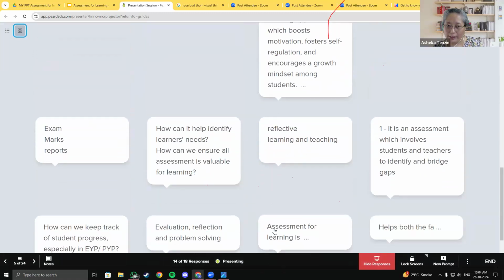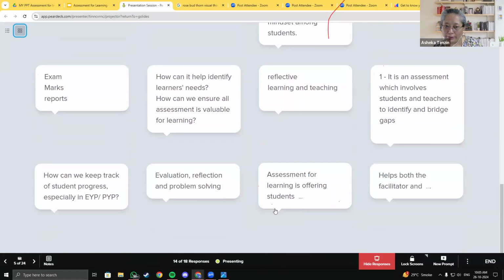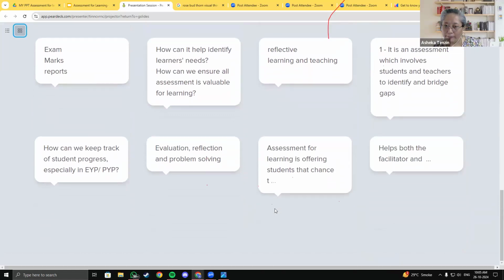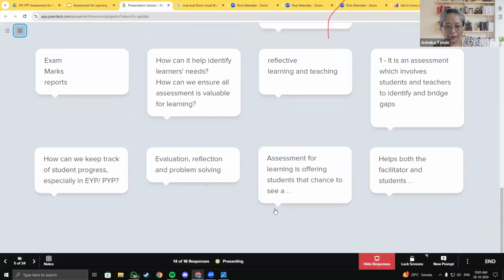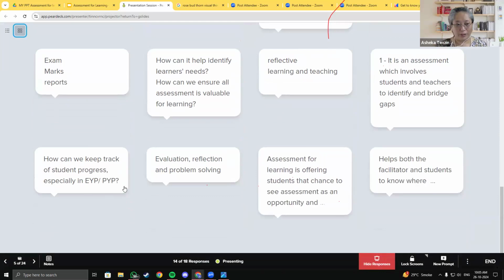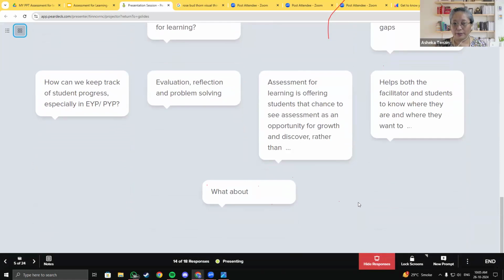How can it help identify learners' needs? How can we ensure all assessment is valuable for learning? How can we keep track of student progress, especially in EYP, PYP? Okay, so these are the questions that you want to be answered. Assessment for learning is offering students that chance to see assessment as an opportunity for growth and discovery.